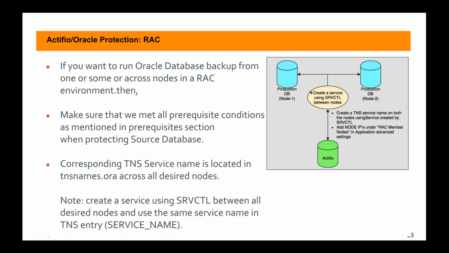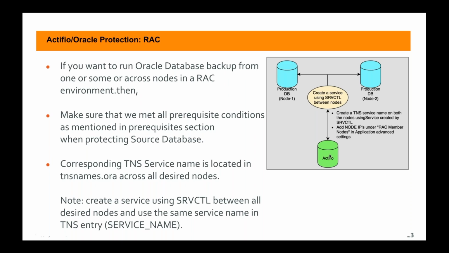To run that, remember when I was explaining the advanced settings, we have the Oracle service name, which is a TNS entry service name that you use to connect to the database. You can create a service using the SRVCTL method and use that service across the nodes. When you create the service, you can create it for the 2 instances, instance 1 and instance 2, which you can use to connect to the database. If you use that service to connect to the RAC database, it can connect to the node 1 or the node 2 instance. Use that service name, make sure you keep it as a TNS entry in node 1 and node 2, and then start protection using Actifio.